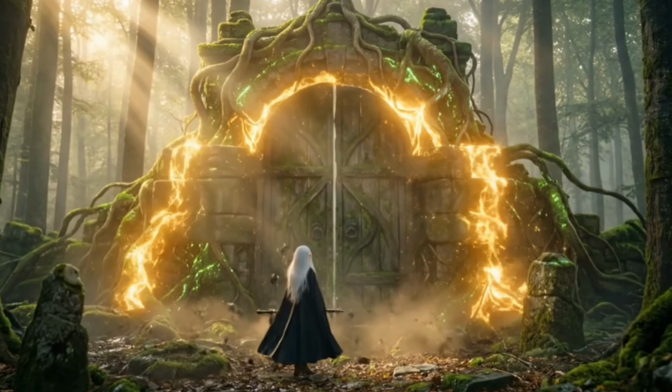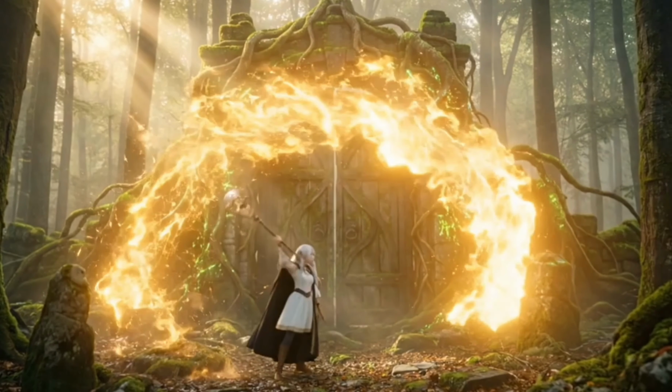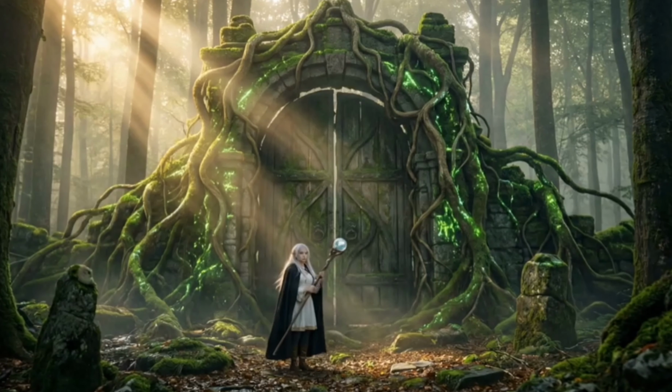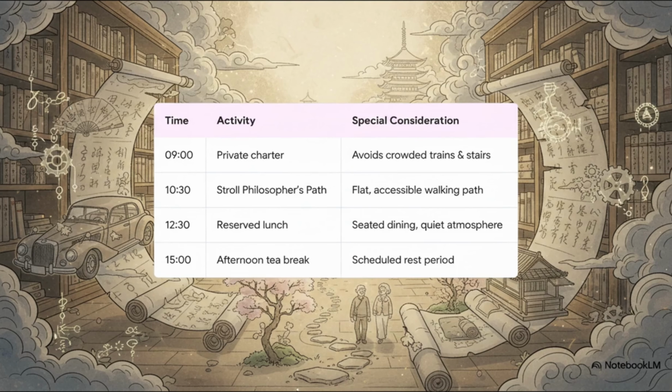And check this out. This is what I mean. It's not just a list of tourist traps. For a trip to Kyoto with older family members, it knows to suggest a private car to skip the crowded, confusing trains. It finds beautiful, flat walking paths. It even schedules a tea break in the afternoon for rest. It's not just smart, it's empathetic.